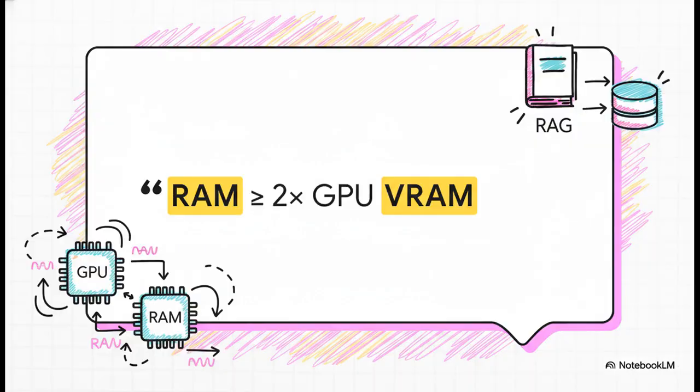Seriously. Okay, next up, let's talk about your system RAM. And there's a super simple rule of thumb here. You want at least double the RAM of your GPU's VRAM. Think of it as your safety net, your overflow parking lot. It's there to catch bits of the model if your VRAM gets totally maxed out, and it's absolutely essential for holding all the documents your agent needs to search through for RAG.